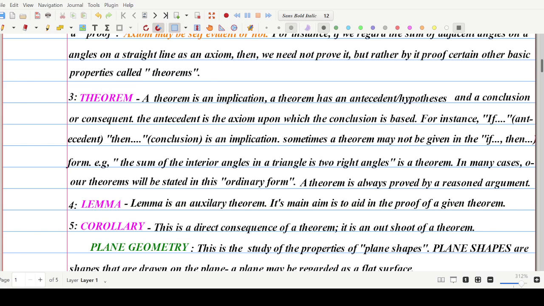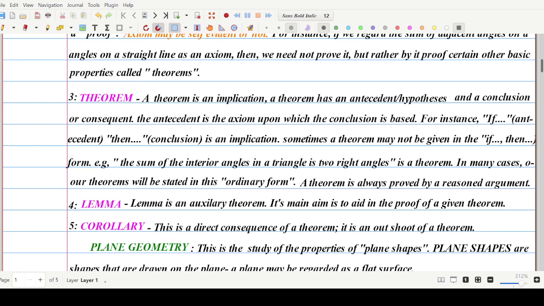That is to make the proof of a given theorem possible. Sometimes the proof of a given theorem will not be possible unless there's another property, another statement of facts called a lemma. And that is the duty of a lemma, to enable the proof of a given theorem. So we call that kind of statement or property a lemma.